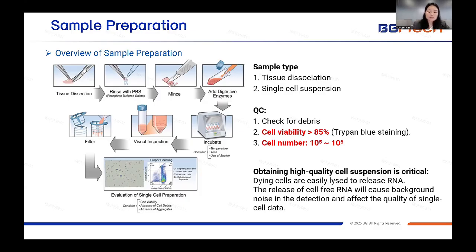When obtaining cell suspension, we need to check for debris. The cell viability needs to be about 85%, and the cell number should be at least 100,000.